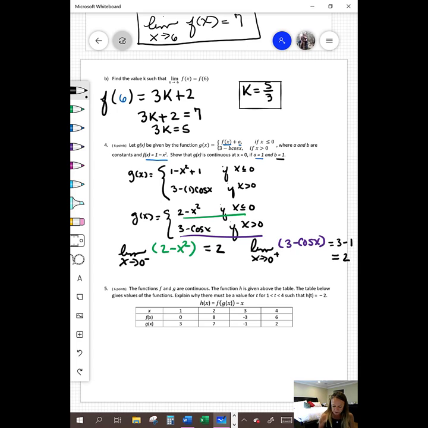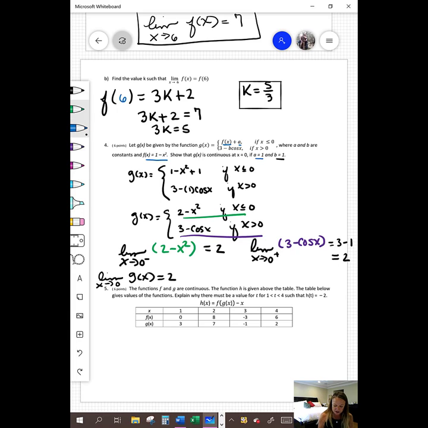Since these are the same, the limit as x approaches 0 of g of x is equal to 2. So now let's look at f of 0. If f of 0 is 2, then we know and showed that it's continuous at x equals 0.